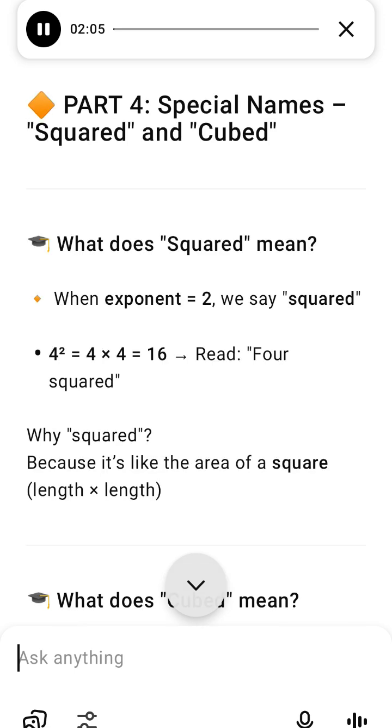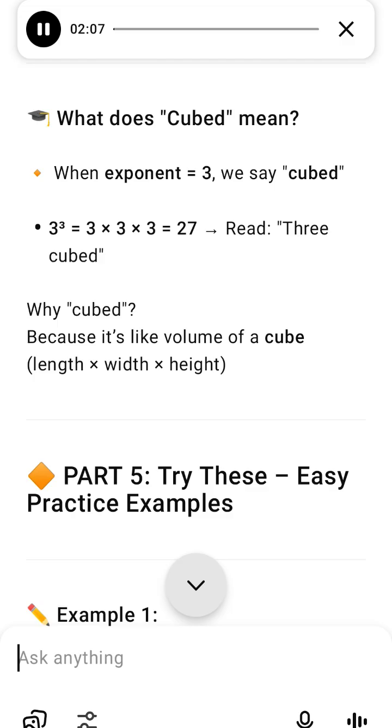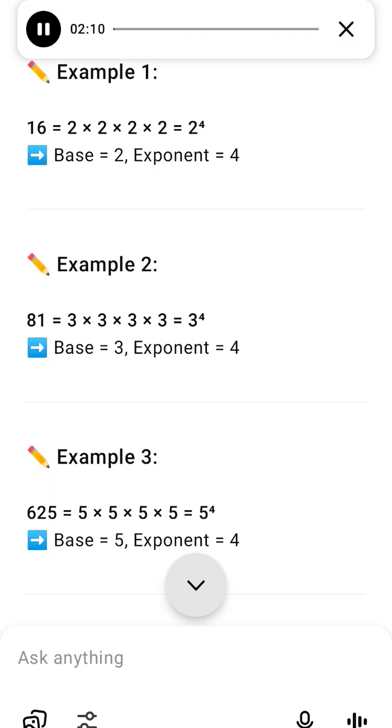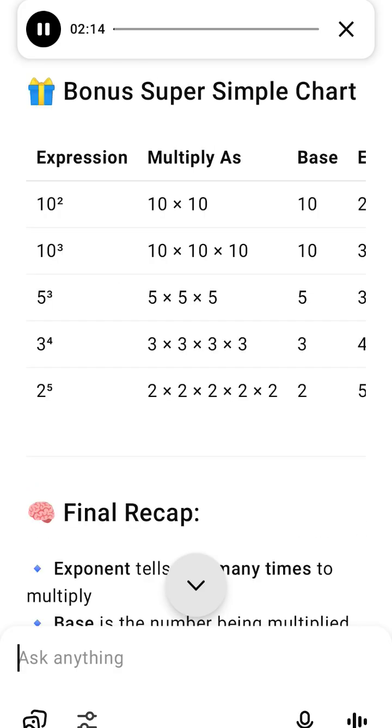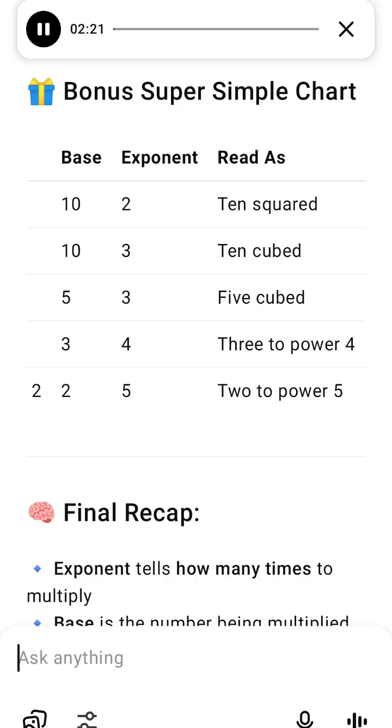6. Using other bases, not just 10. Any number can be used as a base. Examples: 2 to the power 4 is 2 times 2 times 2 times 2 equals 16. 3 to the power 5 is 3 times 3 times 3 times 3 times 3 equals 243. 5 cubed is 5 times 5 times 5 equals 125.